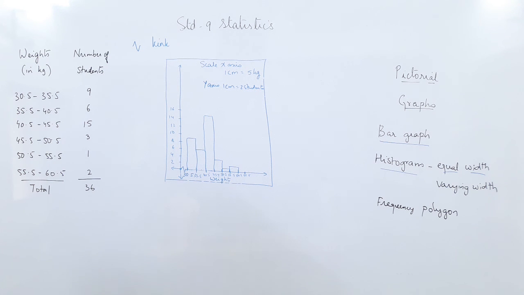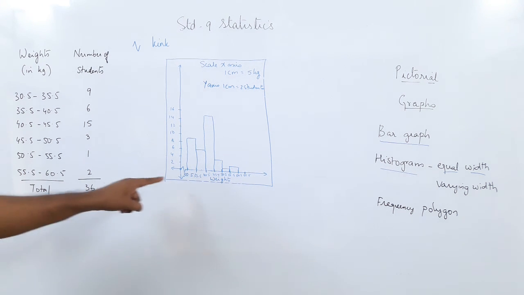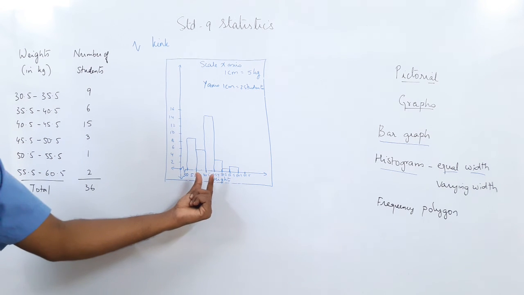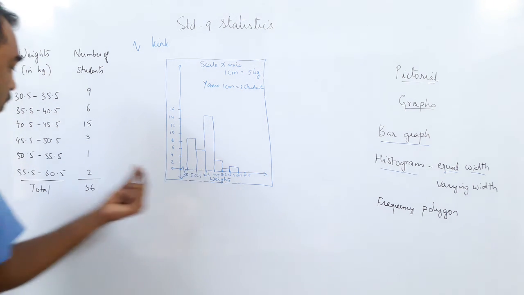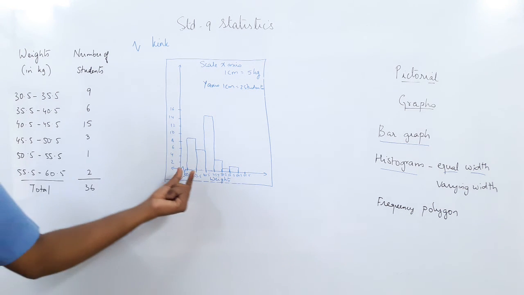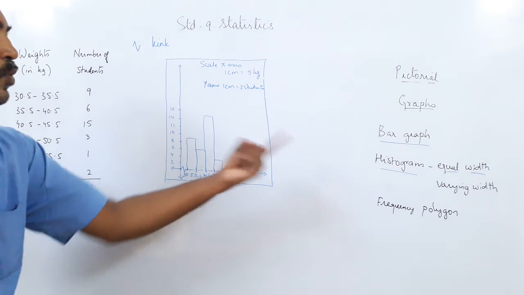Now we're looking for an example of data having varying width, meaning the width is not the same. If you see here, why has the width remained the same? The width has remained the same because in every column we have only 5 kg. You can see 30.5 to 35.5 is 5 kg, 35.5 to 40.5 is 5 kg, 40.5 to 45.5 is 5 kg. This is all 5 kg. Because it is equal, we got the histogram of equal width.